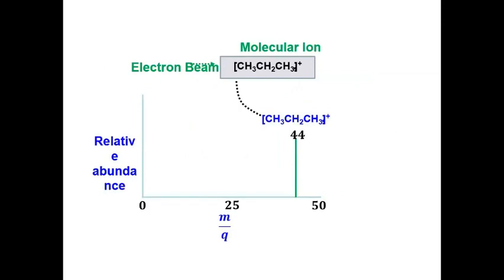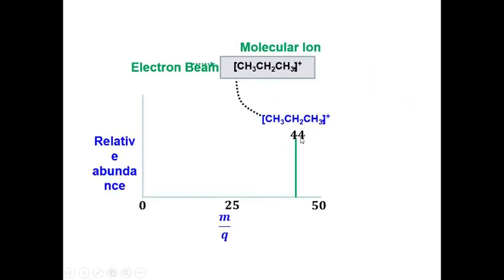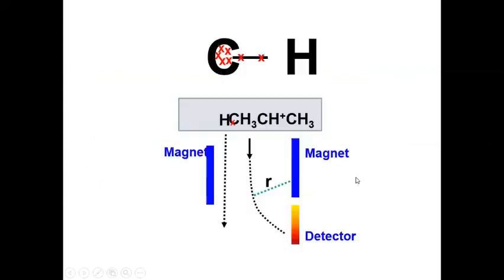Now when the molecule reaches the detector, we will get the molecular ion peak at 44 m/z, or m/q. First we have to understand the removal of a core electron from the molecule. Next, there is the possibility of the electron beam hitting a bonding electron.